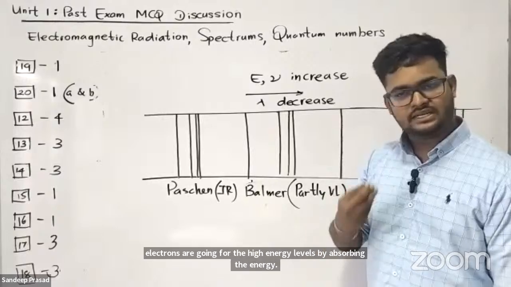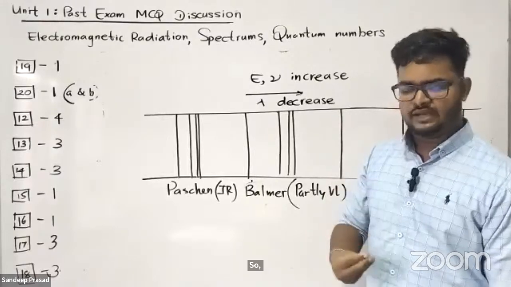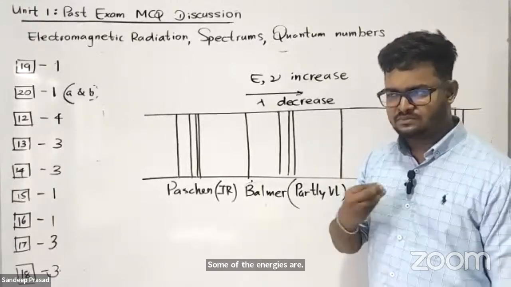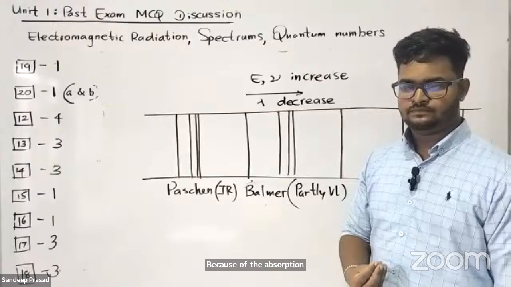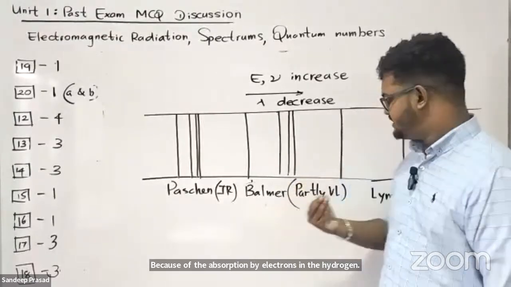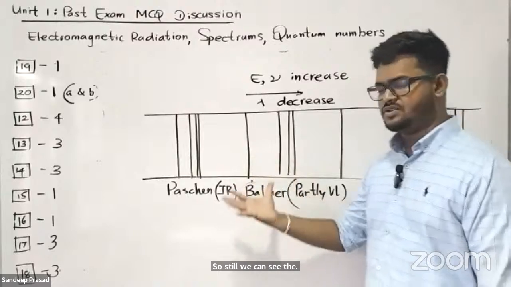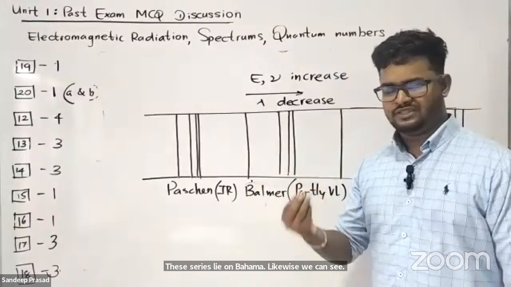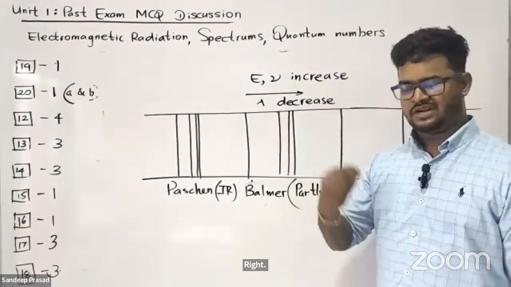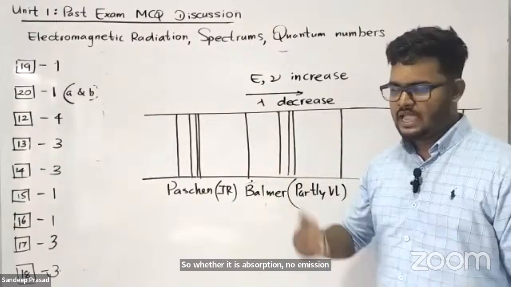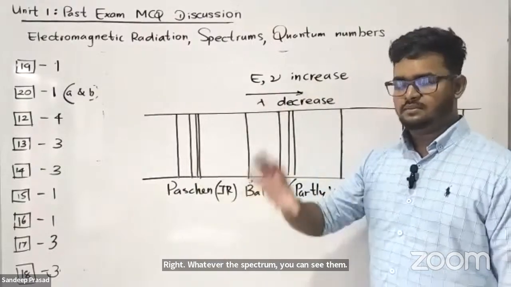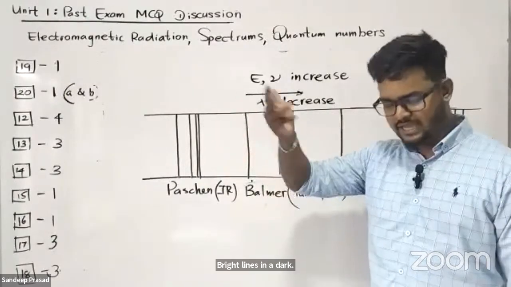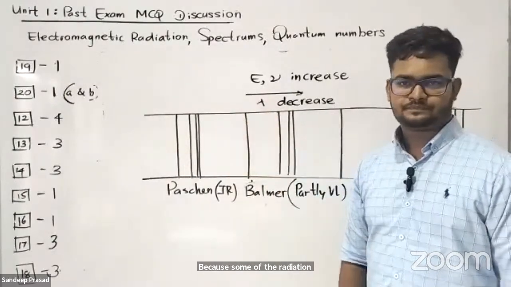So therefore, the dark lines are representing that some of the energies are missing because of the absorption by electrons in the hydrogen. So still we can see these series, Lyman, Balmer, Paschen, likewise we can see the series patterns, right? Whether it is absorption or emission, whatever the spectrum, you can see that. And in the emission spectrum, we can see bright lines in a dark background because some of the radiation is actually emitting. That means we can see it.